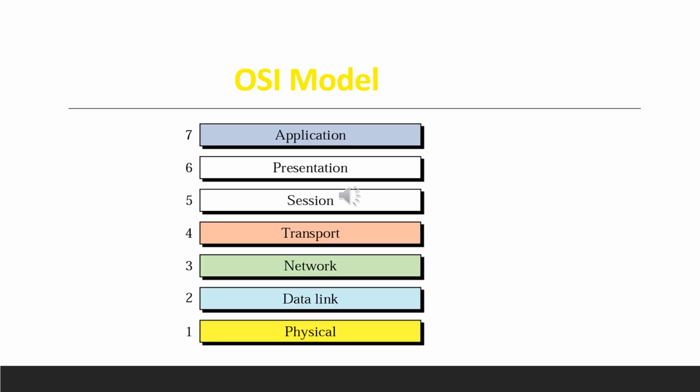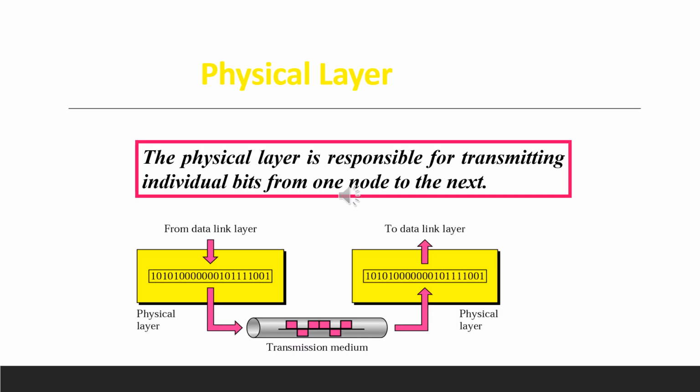The other network model is called the OSI model. It has 7 layers: physical, data link layer, network layer, transport layer, session layer, presentation layer, and application layer. The physical layer is responsible for transmitting individual bits from one node to the next.